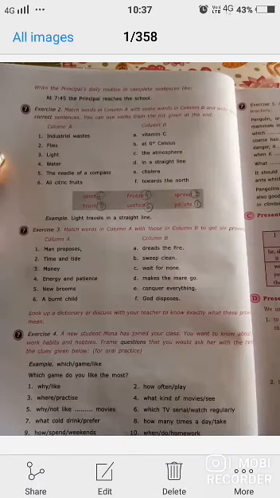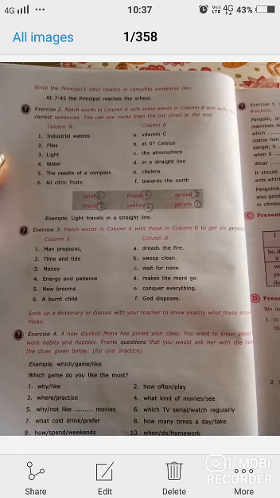You can see in the example, write the principal's daily routine and complete sentences like at 7:45 the principal reaches the school. First you have to choose, it is already written. Then at 8 o'clock the principal is addressing the assembly. If it is ing, you have to write is. At 8:30 is taking. So you have to write only the answers in this way.